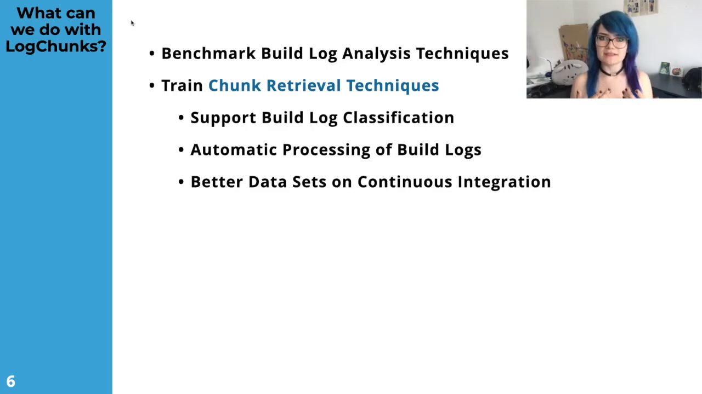So if we see the failing test is in a certain list of flaky tests, we can rerun the software build automatically. And the benefit of these general chunk retrieval techniques is that we don't rely on the build outputting a specific format that our build tool can work with, but we can just work on the log that is already generated. We can also use these chunk retrieval techniques to create better and broader datasets on software builds and on continuous integration, like the Travis torrent dataset.